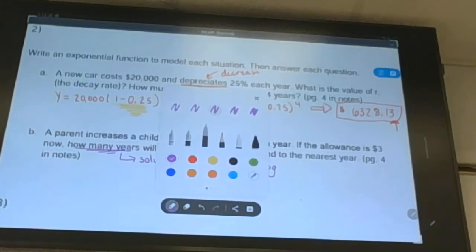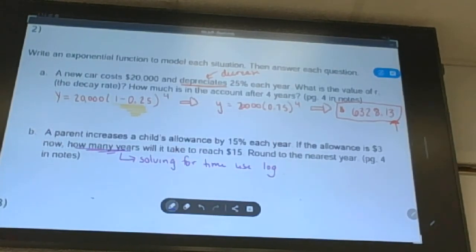$15 a year, that's a nice raise for allowance. You make $3. Every year they're going to give you 15% more. So here's your growth equation: $3 increasing 15% each year.